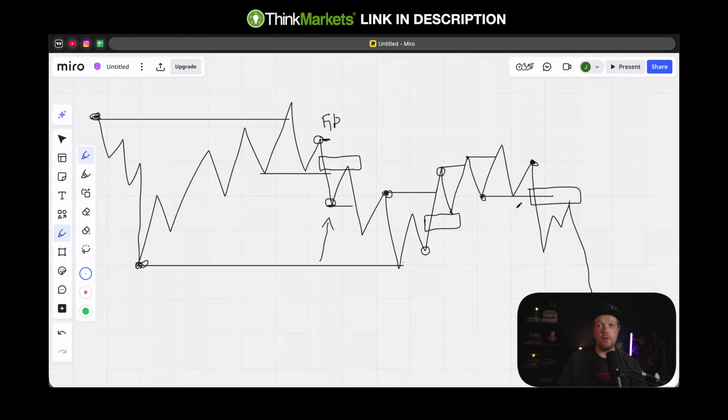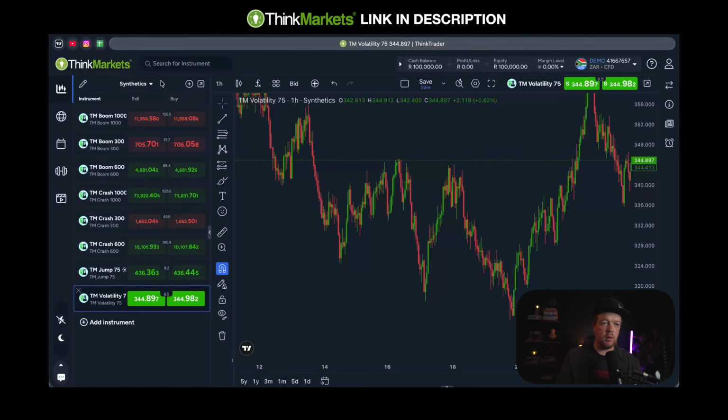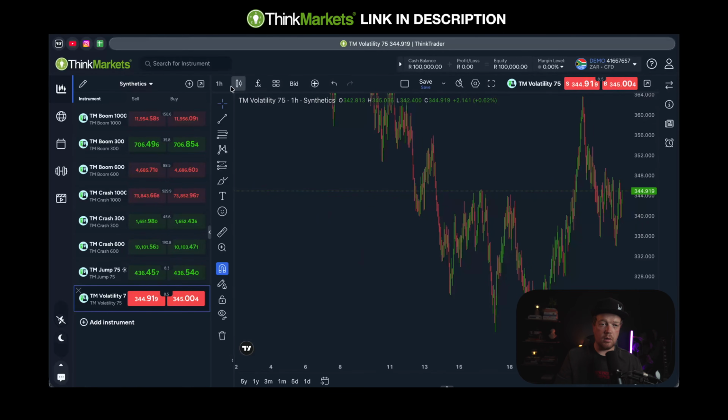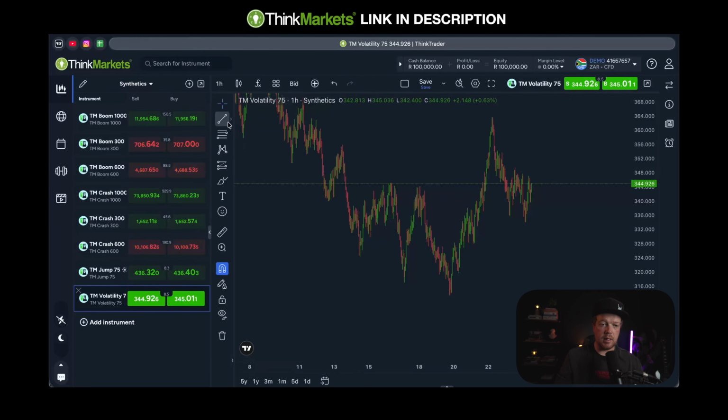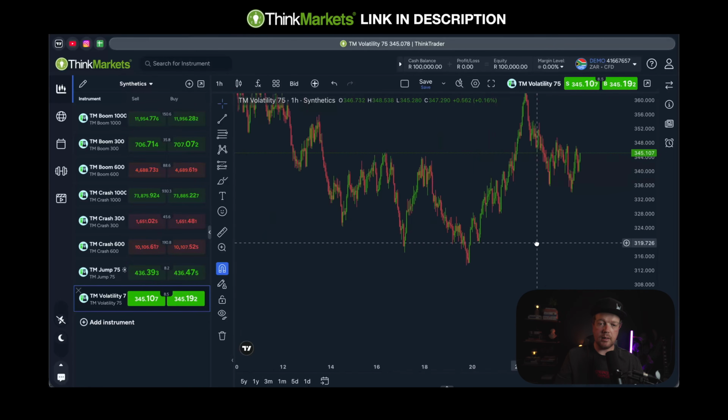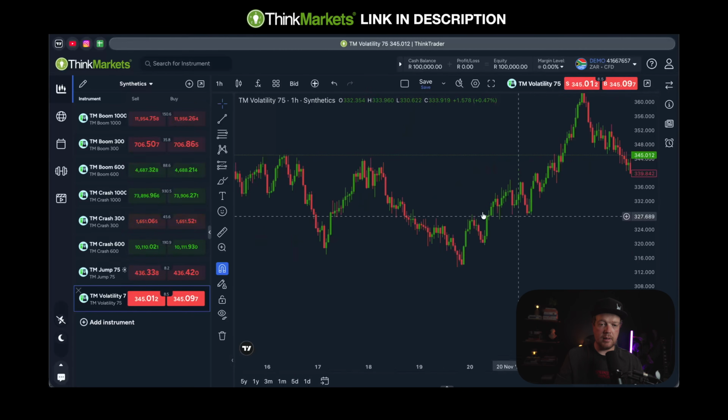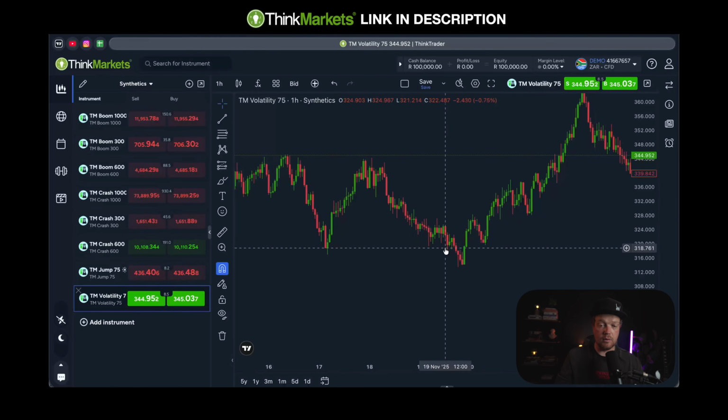So with no further ado, let's jump straight to the charts and let me show you some examples. All right, so we are here on the ThinkMarkets platform. On the synthetics, you can see there are the Boom and Crash indices. We are going to look at the Volatility 75. We are on the 1 hour, so you can clearly see we are in a downtrend. We have highs, lows, highs, lows, and in between each leg, there are internal highs and lows being created as well.